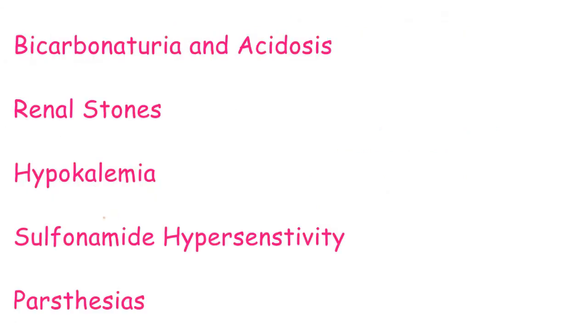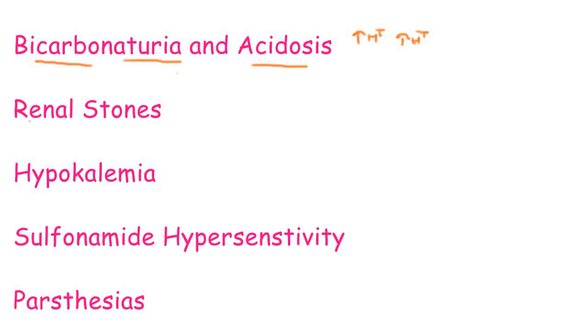The potential side effects of acetazolamide are bicarbonaturia, that is the loss of bicarbonate in the urine, and acidosis. See guys, as there is a loss of bicarbonate, it will lead to increased H positive ions because they are not being neutralized. So if the loss of bicarbonate is more, it will lead to acidosis.